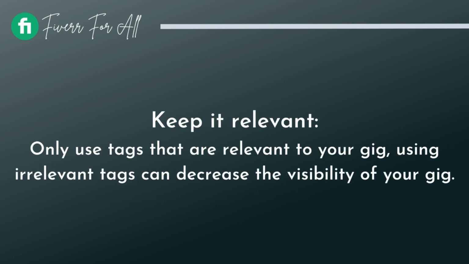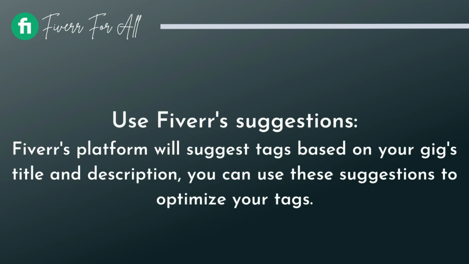Keep it relevant. Only use tags that are relevant to your gig. Using irrelevant tags can decrease the visibility of your gig. Fiverr's platform will suggest tags based on your gig's title and description. You can use suggestions to optimize your tags.